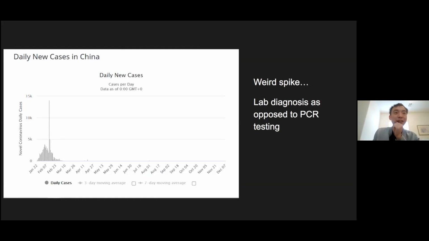Next slide. So daily cases, you'll see a weird spike around February because they changed the testing method to lab diagnosis. So if you have COVID-like symptoms, because they have test shortages, they will assume you have COVID and treat you accordingly. So that's where the spike numbers come from.